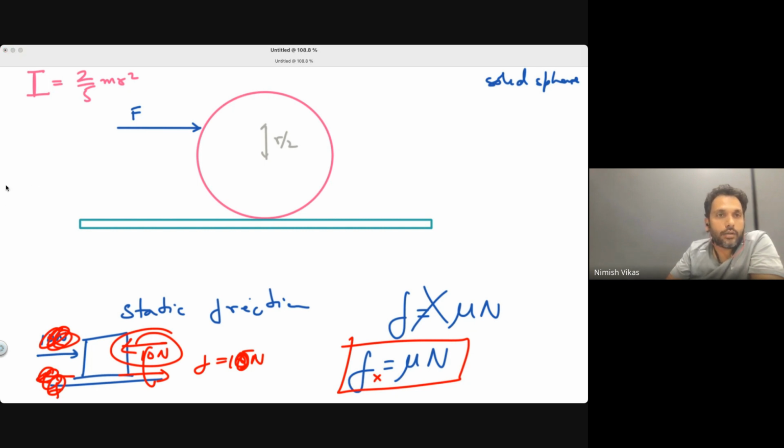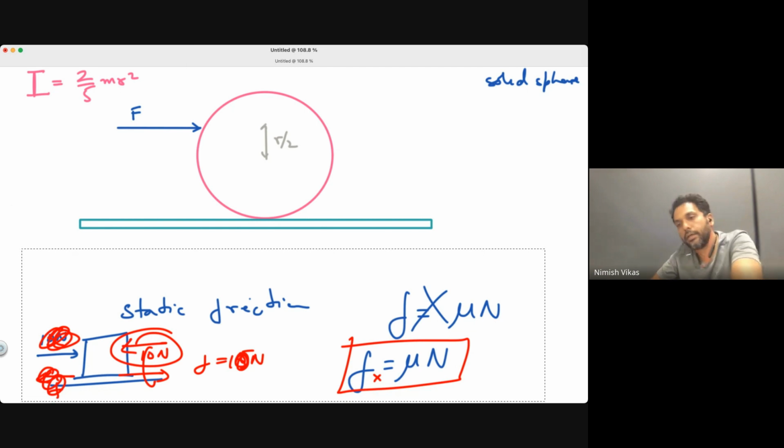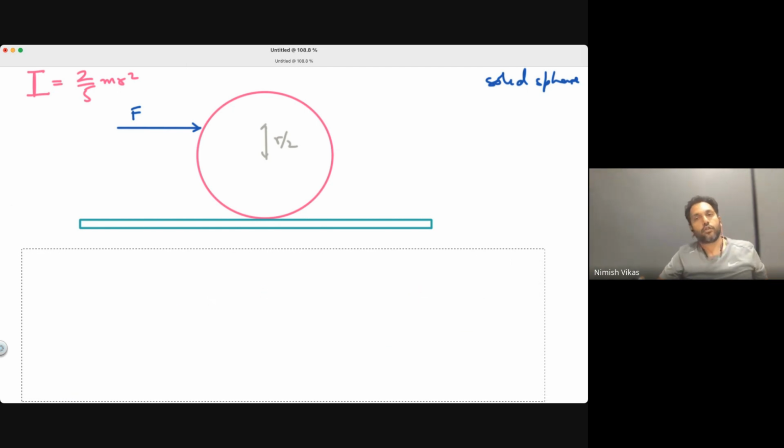So do not apply the formula of mu n in pure rolling. Note it down in capital letters in your mind. Friction is not mu n in pure rolling or static friction. That is where the competitive exams try to make you analyze, and the question seems trickier than the normal questions. Okay, so my question is, which direction is the friction? Tell me fast.